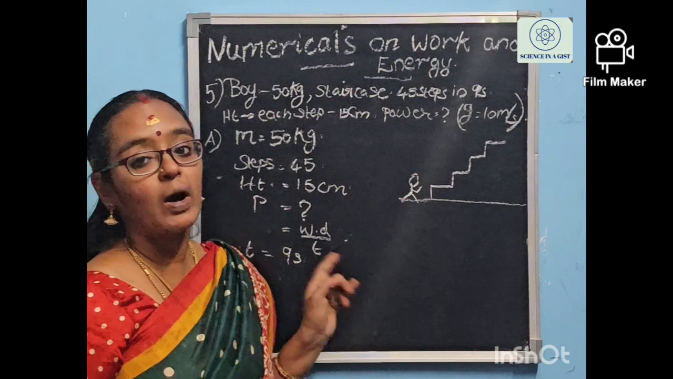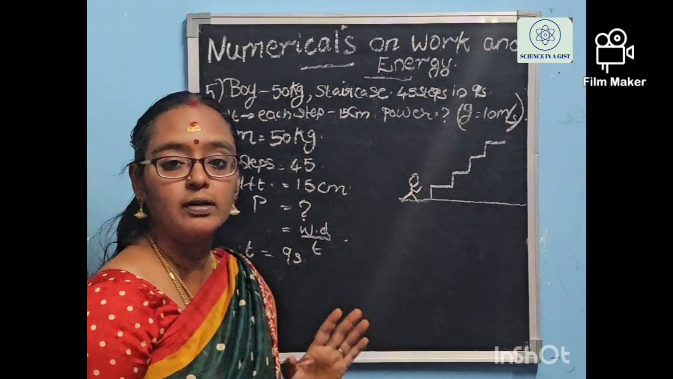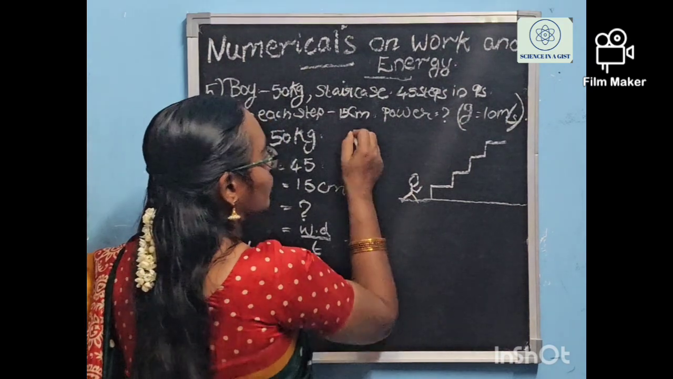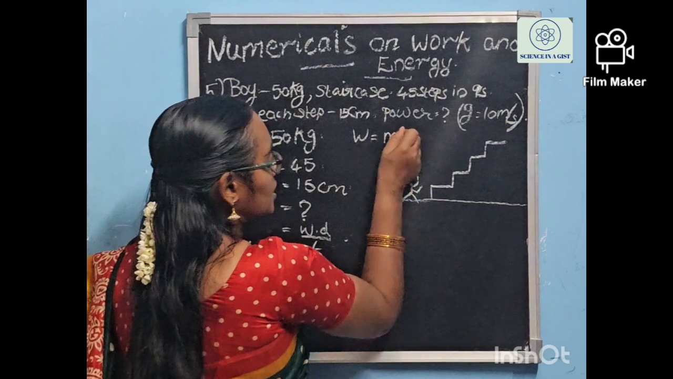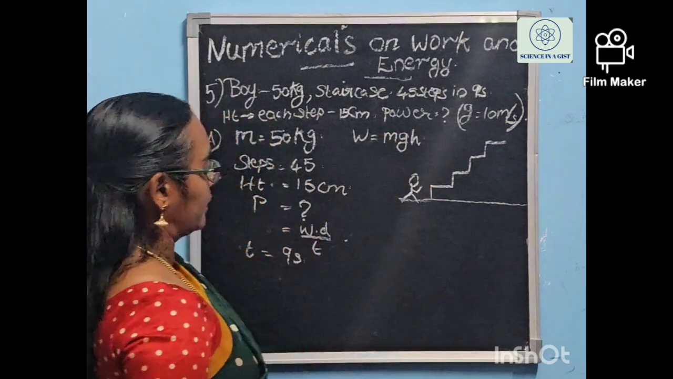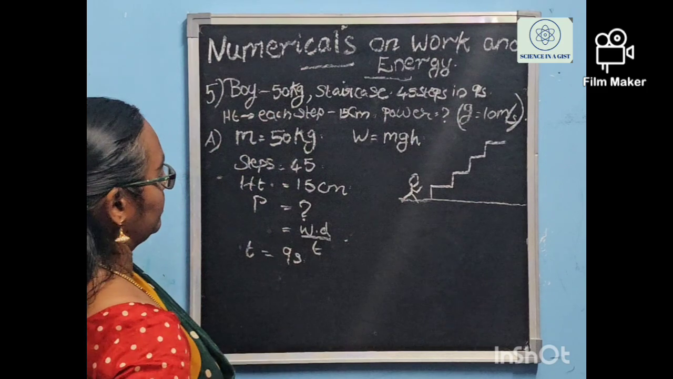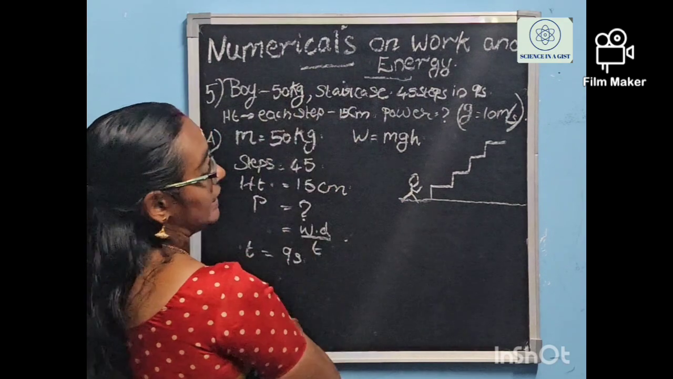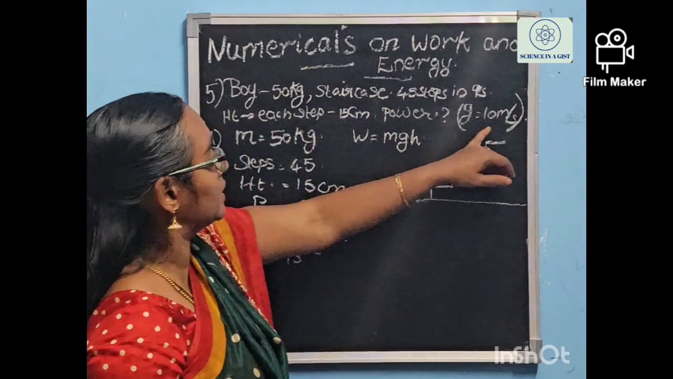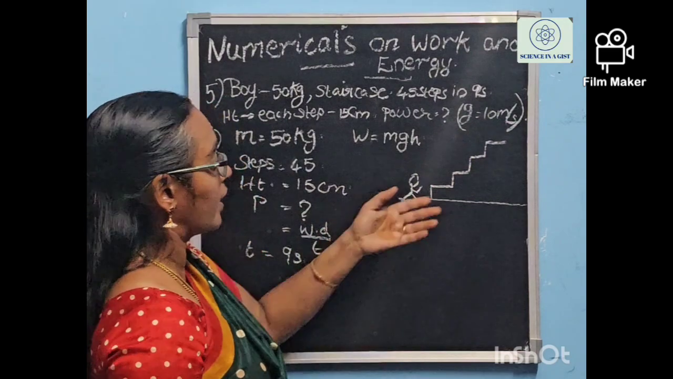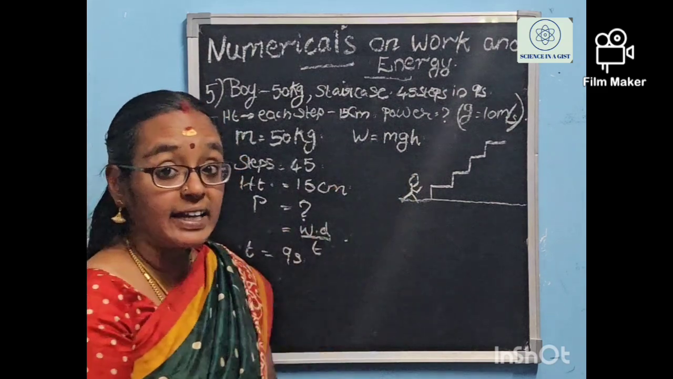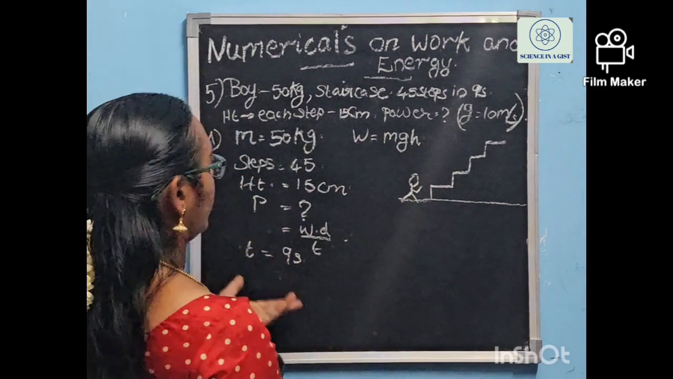So initially we have to find the work done. How can we find out the work done? Work done is equal to mgh. Mass is given as 50, and g, you can take the value as 10. So mg. What is h? H we have no idea.